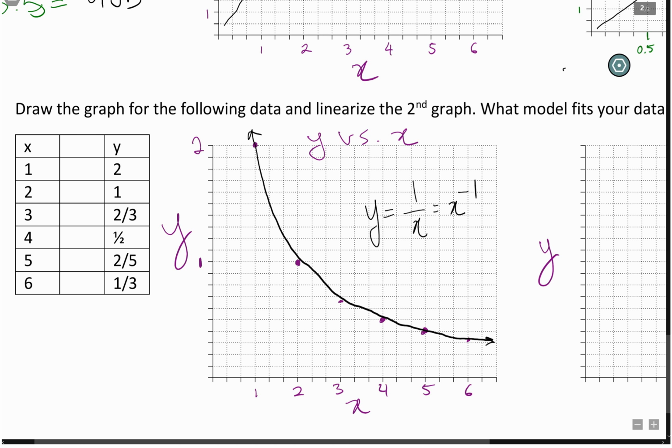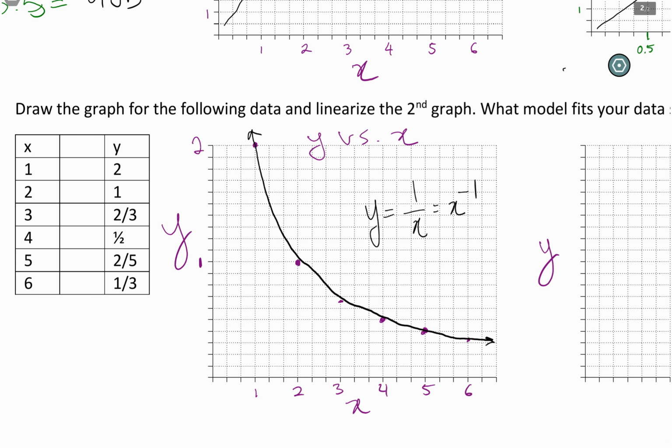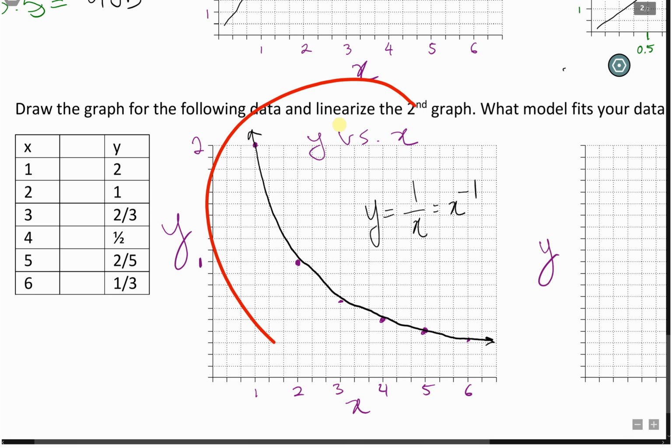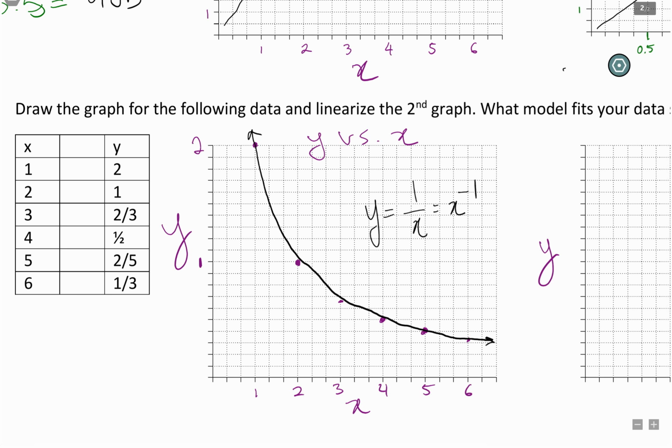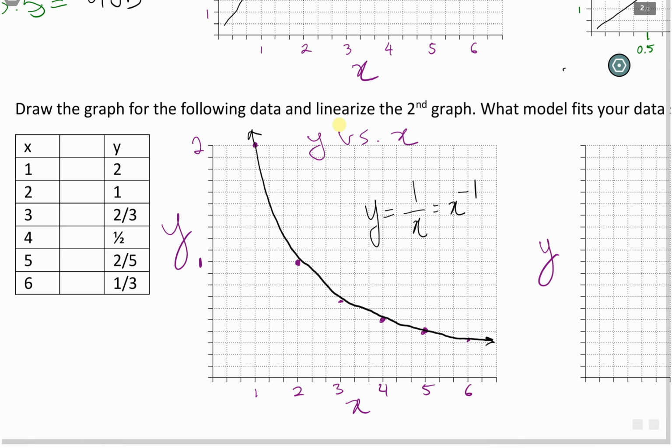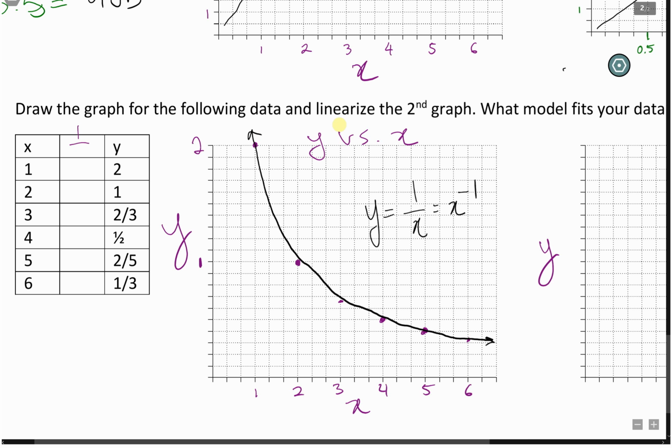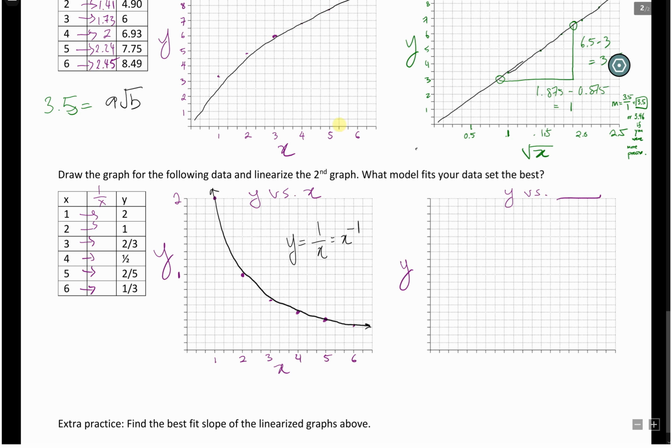Graphing your data, your graph might look something like this. And looking back at your data set, or at the first page, the best model for your graph would be y is equal to 1 over x, or x to the power negative 1. Which means, with your x values, you would want to take 1 over your x values so that you're able to plot that as y is equal to 1 over x.